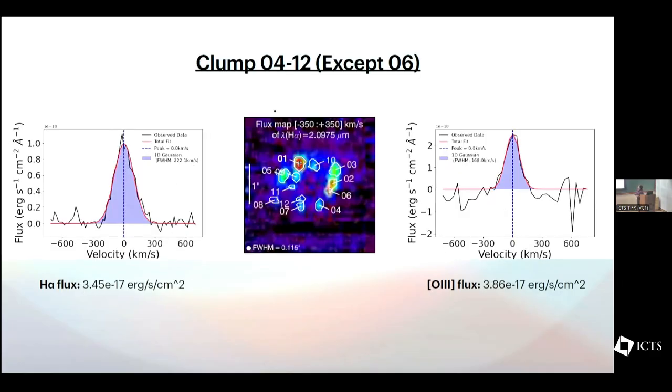And for the next clumps, because we are not getting any outflow signal, we stacked all the other clumps from 4 to 12, except for the sixth clump. I will come to this later. So we didn't find any outflow signature in these fainter clumps.